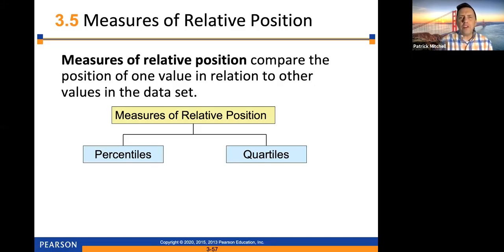We're continuing with Chapter 3, and today we're talking about Section 3.5, which is measures of relative position. Measures of relative position compare the position of one value in relation to other values in the data set. We're going to be talking about two different kinds of measures of relative position: percentiles, and then quartiles, which are just a specific type of percentile.